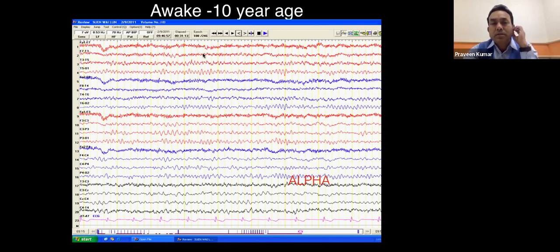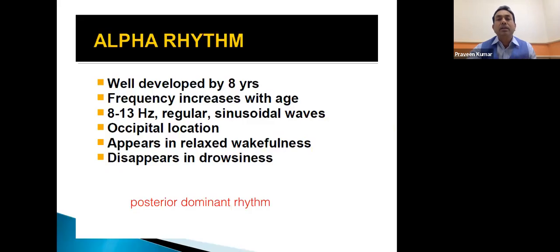And what you see is called the anteroposterior gradient. When you see an awake child, in wakefulness, anteriorly the waveforms are faster. You can't count them, but they are smaller in amplitude. Posteriorly, the waveforms are slower. You can count them, but they are larger in amplitude. This is an anteroposterior gradient, which is a normal finding. It should be there in an EEG.